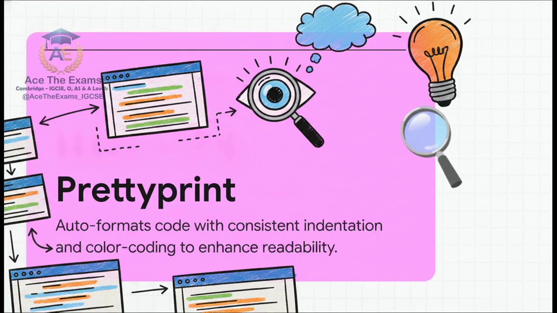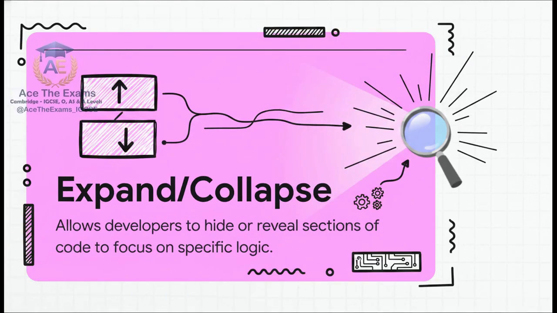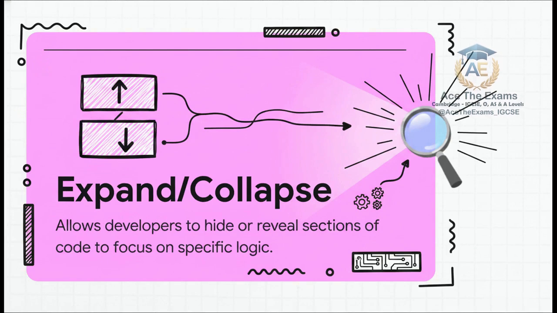That is how you turn a basic fact into an undeniable mark. Let's look at our second key feature, our second fossil in the dirt: expand and collapse code blocks. This is a function that allows developers to hide or reveal entire sections of code. Why is this so critical for your exams? Because it literally allows you to tune out the noise.